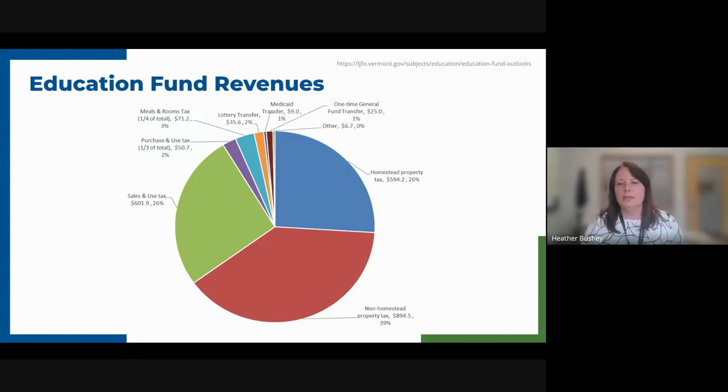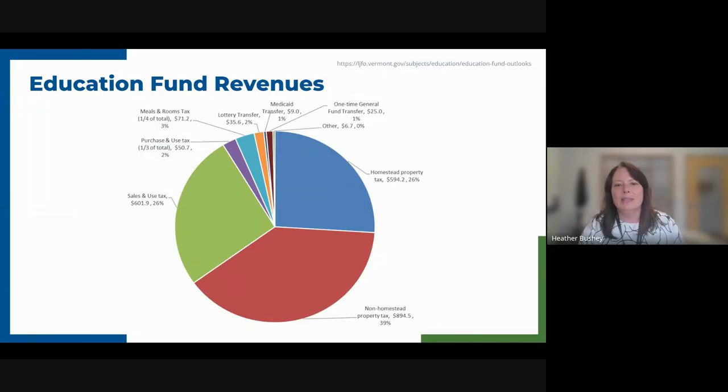Sales and use is contributing 26%. So that is another significant revenue source to the Ed Fund. So when we have a good tourist season, those numbers can be up. When we have a bad tourist season, those numbers can be down, and that's impacting the revenue in the Ed Fund.